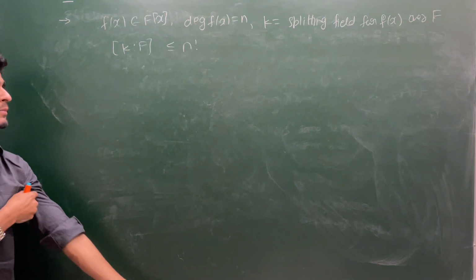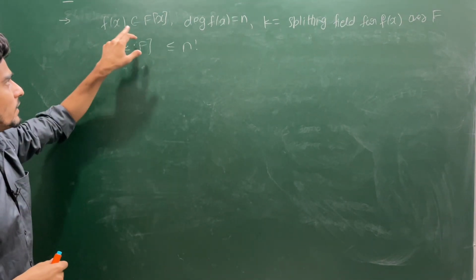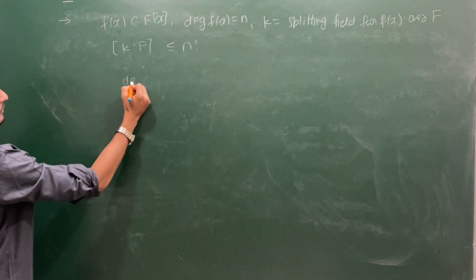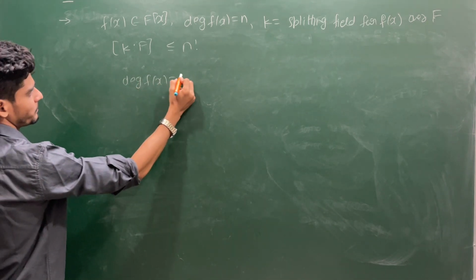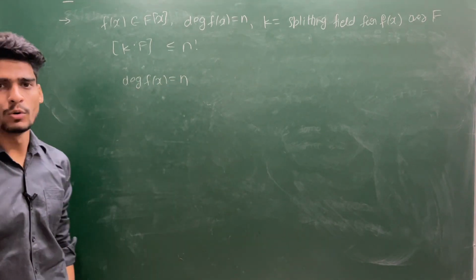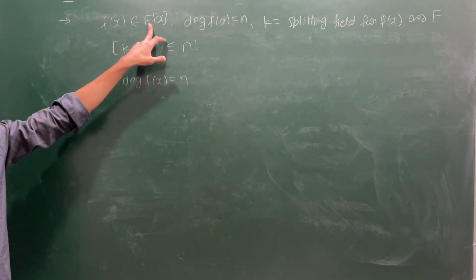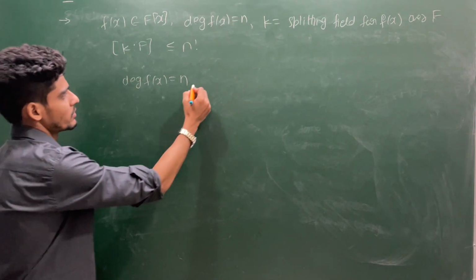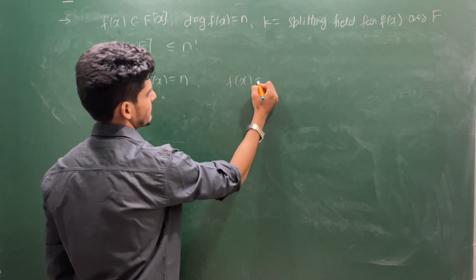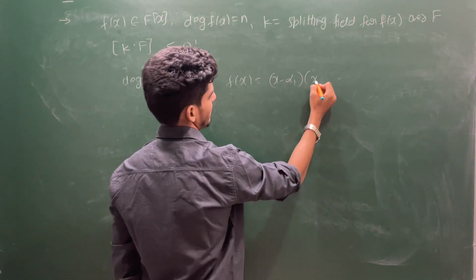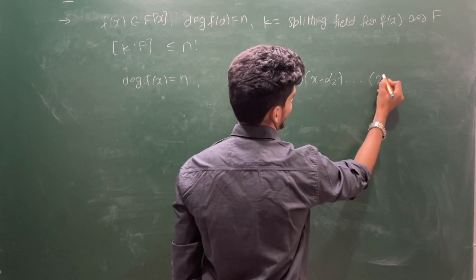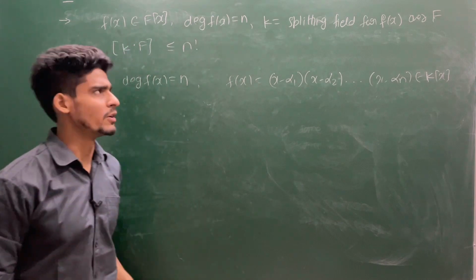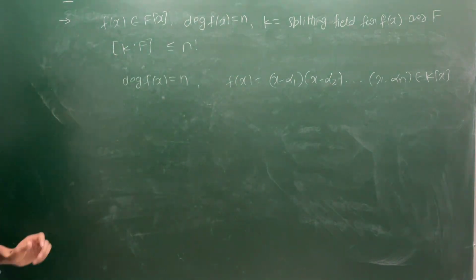Let's see what is the idea behind this, then we will come to the proof. I have a polynomial f(x) which is of degree n. So this f can have at most n roots inside F, and f will have exactly n roots in K. So suppose I can write f(x) as (x minus alpha 1)(x minus alpha 2) up to (x minus alpha n) inside K[x]. That I can always write because K is a splitting field for f.